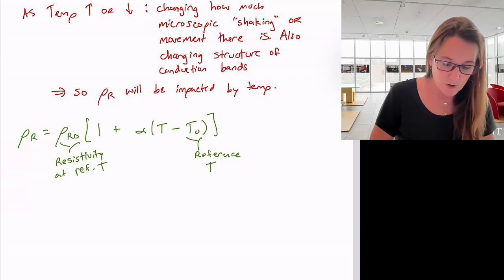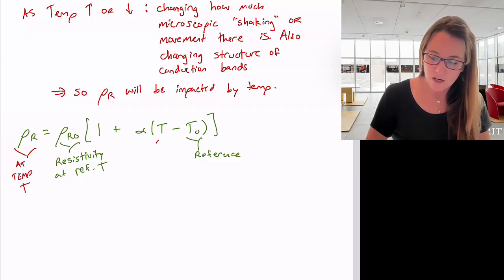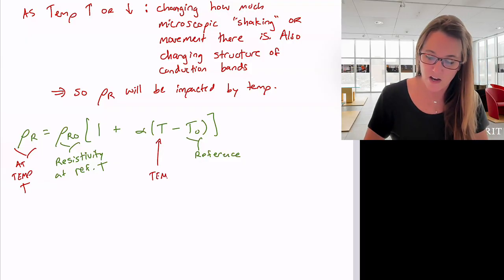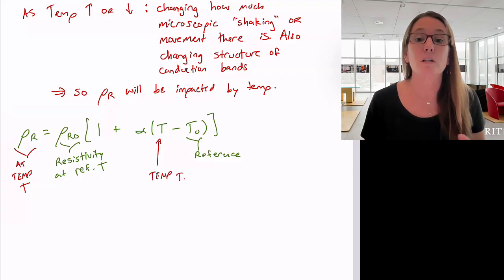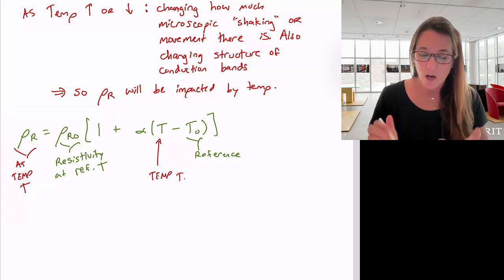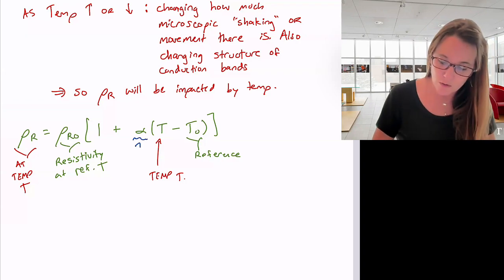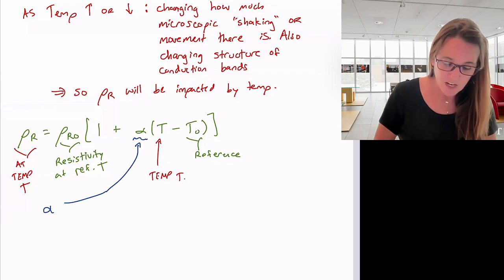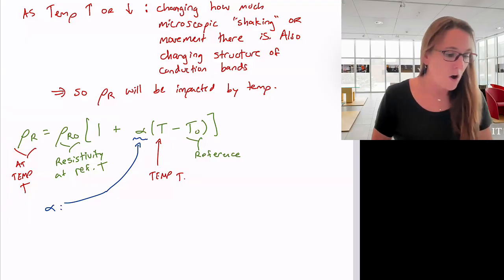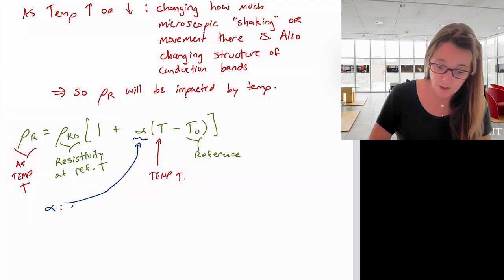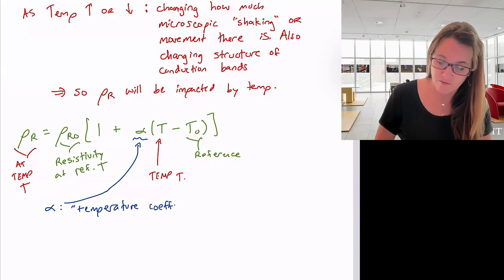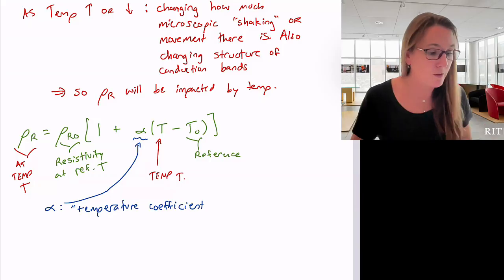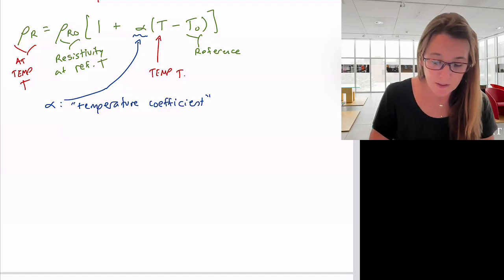So over here on the left-hand side, this is resistivity at the temperature T. So this is our temperature, T. And so given a temperature T, we have this equation. And then alpha is the only thing that's unknown here. So alpha is going to be equal to our temperature coefficient of resistivity.